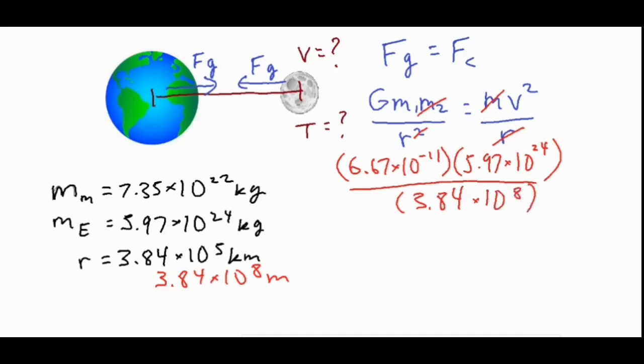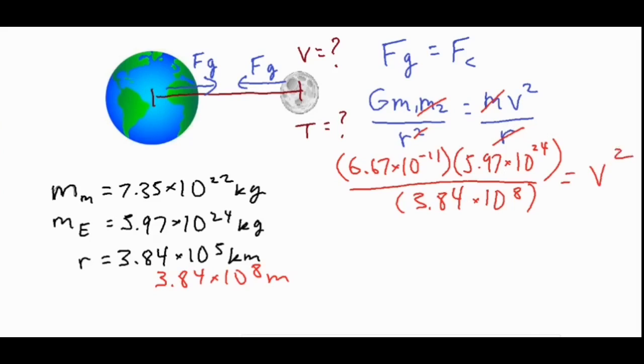So that's something to watch out for because the standard unit for mass is kilograms. So that one is in the correct unit. But if it's in kilometers, you definitely want to convert that into meters. Okay, so all of this equals mv squared over r, but the m and the r got canceled out, which is nice. So we only have a v squared over here.